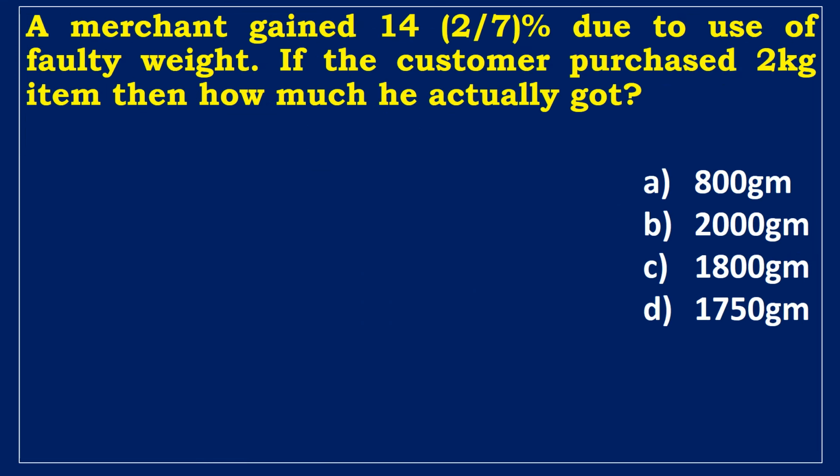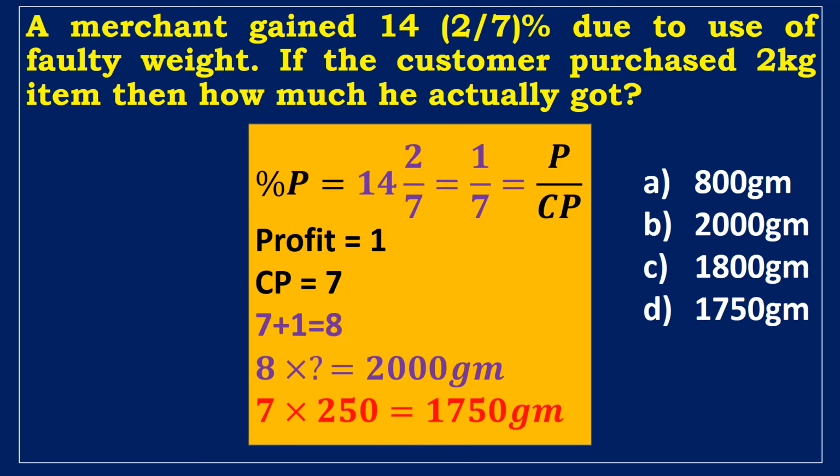A merchant gained 14 2 by 7% due to the use of faulty weight. If the customer purchased a 2 kilogram item, then how much did he actually get? The given profit percentage is 14 2 by 7%. We have discussed this in Speed Maths 3. The mixed fraction 14 2 by 7 equals 1 divided by 7.